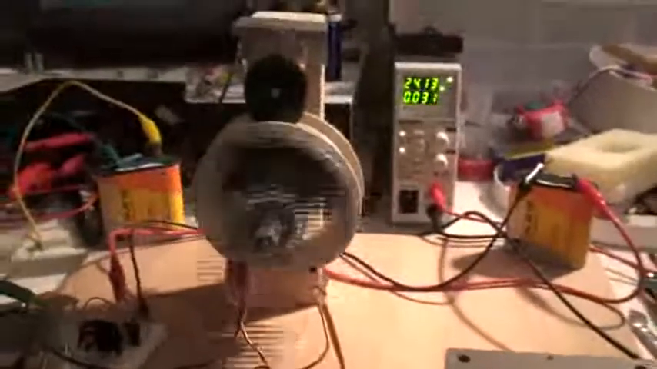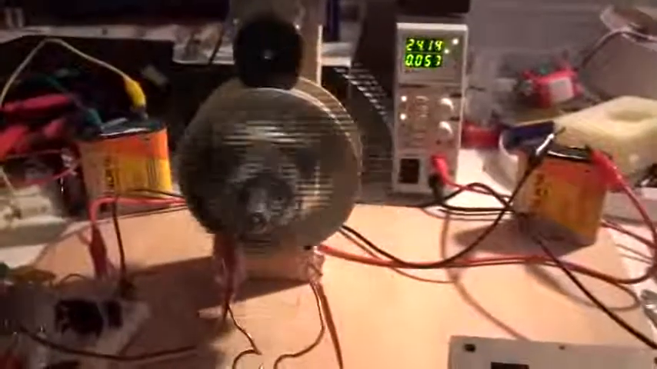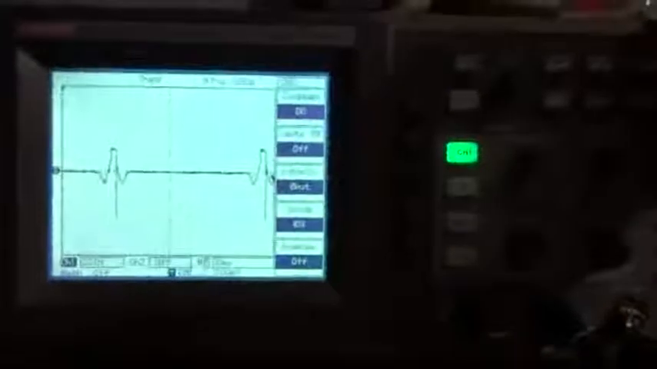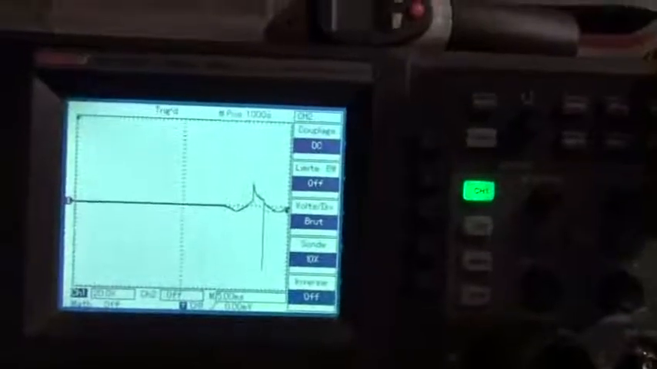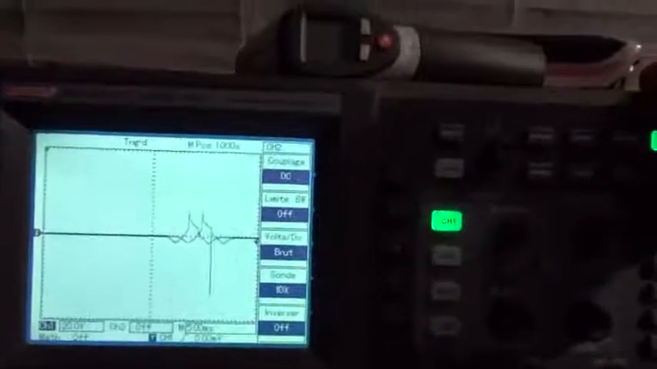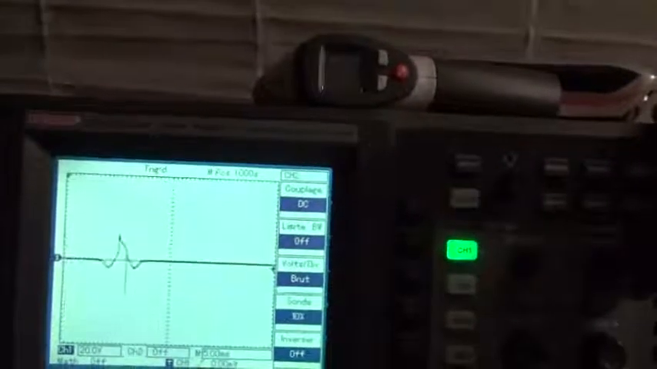Okay, so now we put the power on, 24 volt, and you will see it will be a very slow acceleration, but very progressive. The speed is going up, and now you see on the oscilloscope what happened in the coil. The coil is only 1.2 ohms resistance.